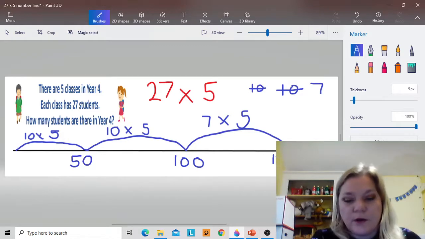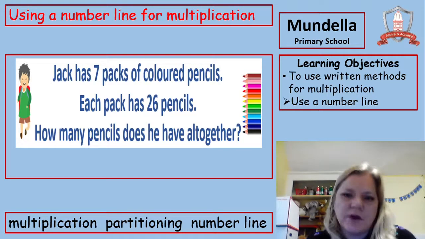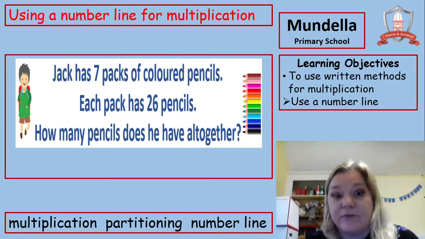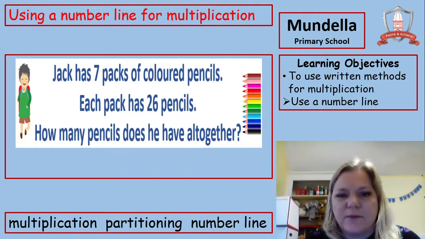Now, what you're going to do is have a go at one on your own using a number line. The question you're going to be looking at is, Jack has 7 packs of coloured pencils. Each pack has 26 pencils. So what we want to know is how many pencils he has altogether. So I'd like you to have a go at working this out using a number line. Remember, to make the numbers more manageable, partition the 26 into tens and ones. Pause the video now and have a go.